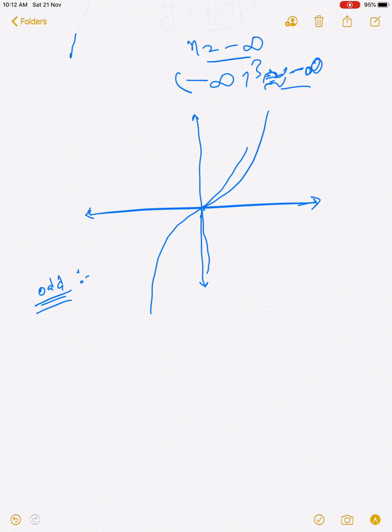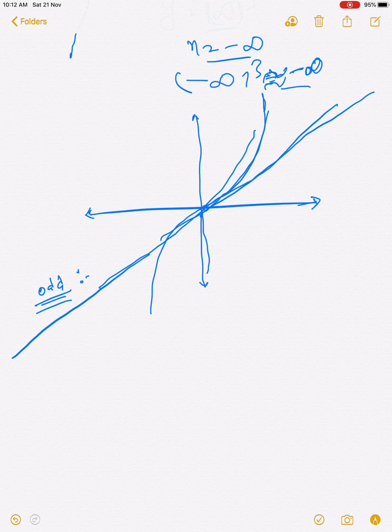If you draw the line y equal to x, the y equal to x line will be like this only. Then what you will see is, if you take any point on the y equal to x line, just take this one, then y equal to x. If you take x equal to 1, then it gives you y equal to 1.